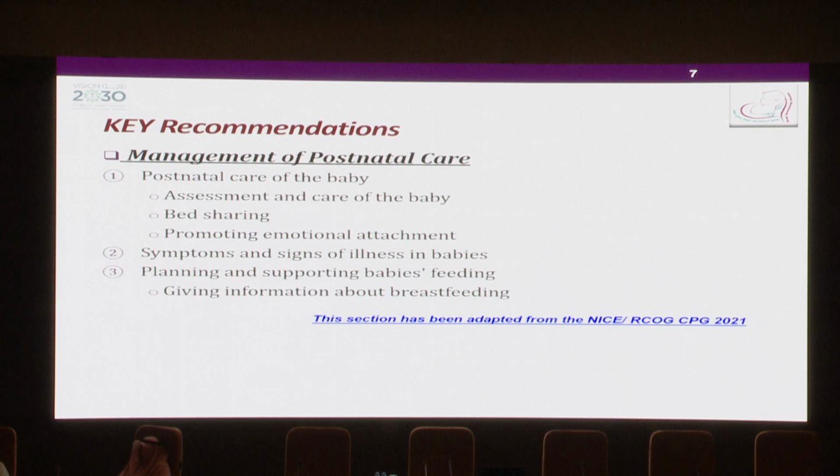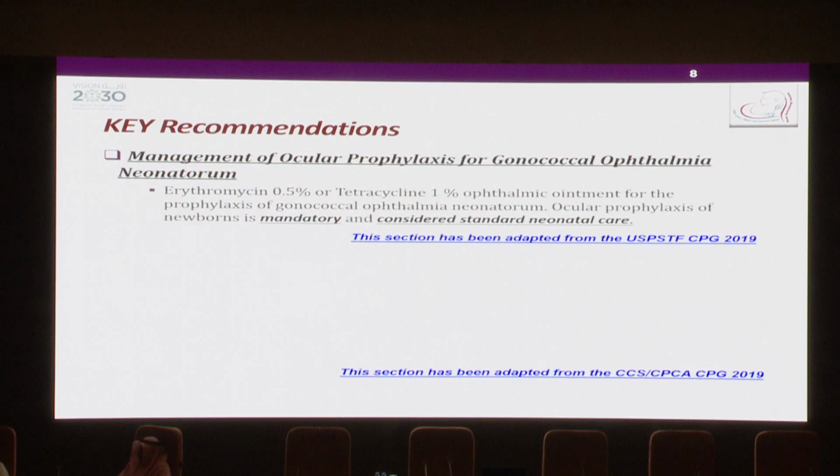Promoting the emotional attachment: when we talk about emotional attachment, we look into the interaction between the parents and their babies, which is basically face to face, skin to skin, and all that. Symptoms and signs of illness in babies, and planning and supporting babies' feeding, which is again very important. This is adapted from NICE 2020.